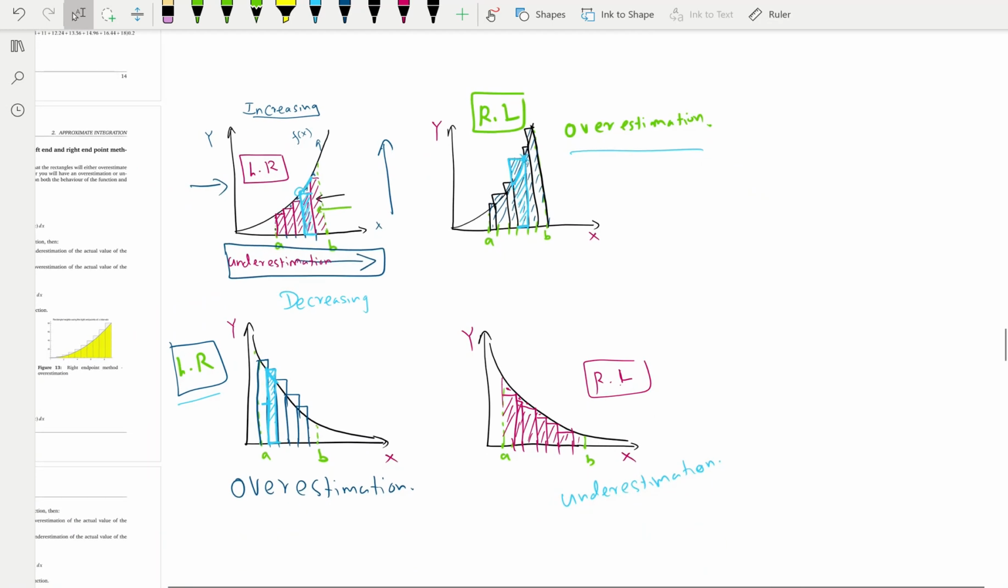Now this is something that you should know, but not something that you should memorize. You can figure it out even without memorizing. Just draw an increasing function and draw the rectangles depending on the method you have. Then you can easily see for yourself whether it's an underestimation or overestimation. For increasing and decreasing functions, the exact opposite happens. For an increasing function, the left endpoint rule gives an underestimate; for a decreasing function, the left endpoint rule gives an overestimate. For the right endpoint rule, an increasing function gives an overestimate, and a decreasing function gives an underestimate.